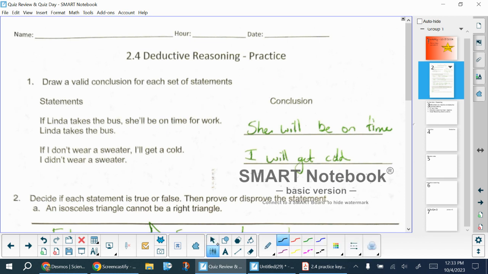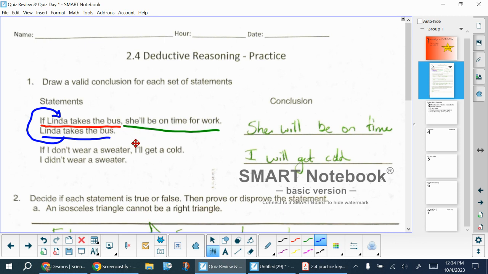The biggest thing here is that we're looking at this part of the statement where we have this if, then statement. So if she takes the bus, then she'll be on time for work. And then we know that that if part was true. Since that if part was true, we know the then part is true, so she will be on time for work. Same thing here. If I don't wear a sweater, I'll get cold. I didn't wear a sweater. Therefore, I will get cold, or I got cold, something like that.